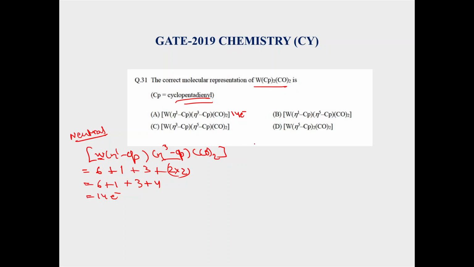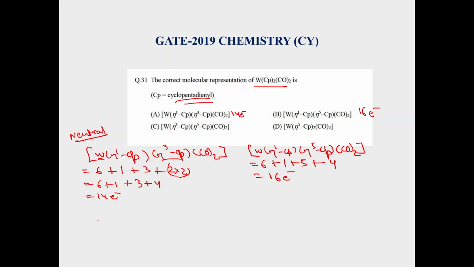Now let's come to option B, which is tungsten, eta 1 Cp, eta 5 Cp, and 2 CO. For tungsten, it will be 6 electrons. Eta 1 means 1 electron, eta 5 means 5 electrons, and 2 CO means 2 into 2, that is 4 electrons from these two carbonyl ligands. So this is 6 plus 1 plus 5 plus 4, that is a 16 electron system. So option B is a 16 electron system.